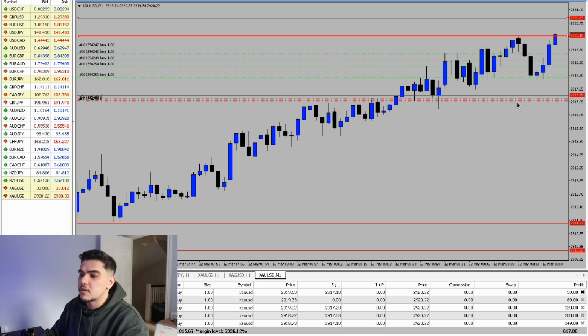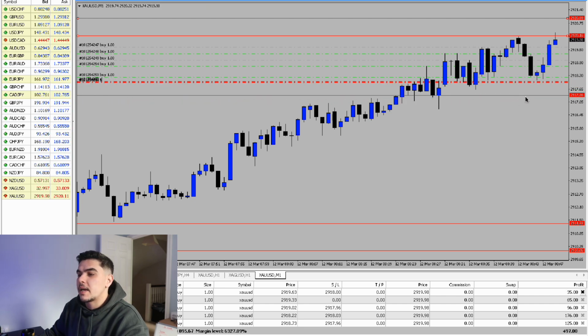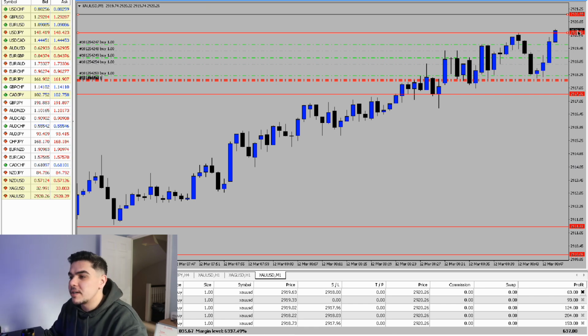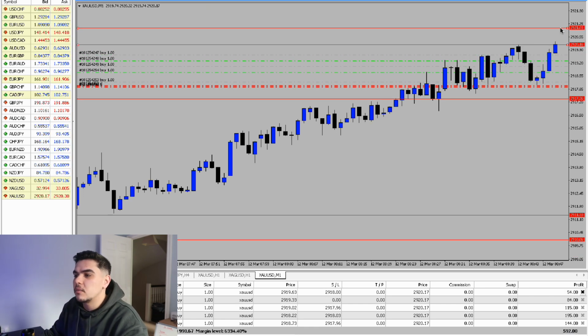So to summarize, there you go: break above 29.20 and start trailing the risk below the swing low. And essentially what I'll be doing is trailing it even higher once we break 29.21.